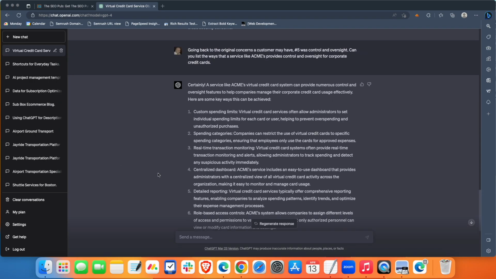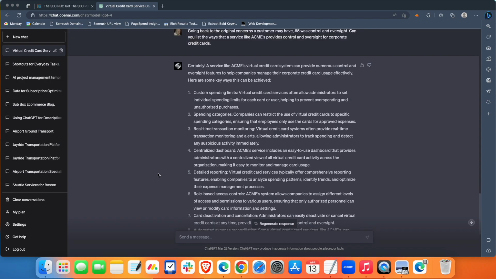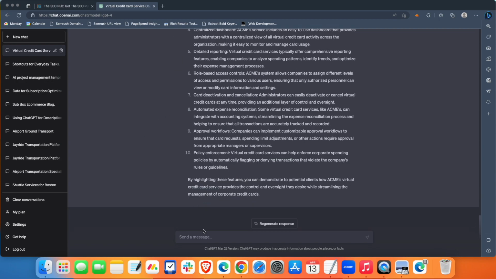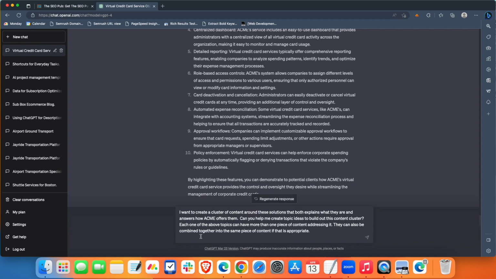Okay, so ChatGPT generated a list of 10 potential features that help companies manage their corporate credit card usage. We're going to do the same thing that we did the first time we went through the objections on the security side. We're going to give it a prompt that says, I want to create a cluster of content around these solutions that both explains what they are and answers how ACME offers them. Can you help me create topic ideas to build out this content cluster? Each one of the above topics can have more than one piece of content addressing it. They can also be combined together into the same piece of content if that is appropriate.